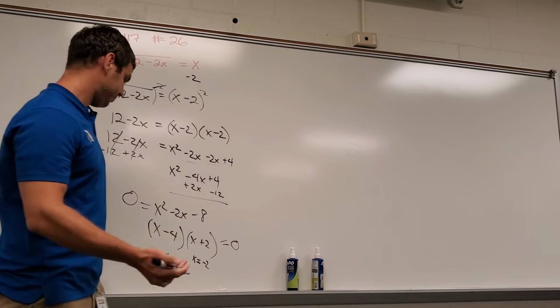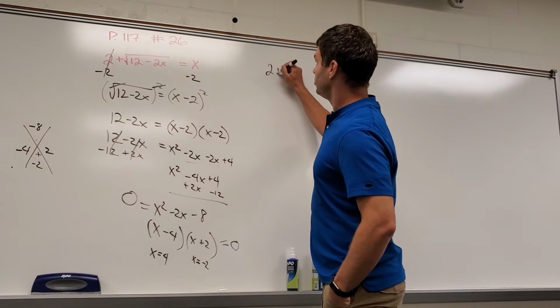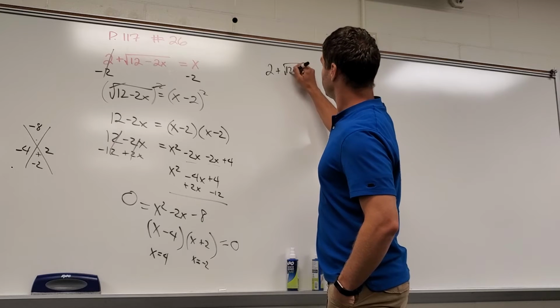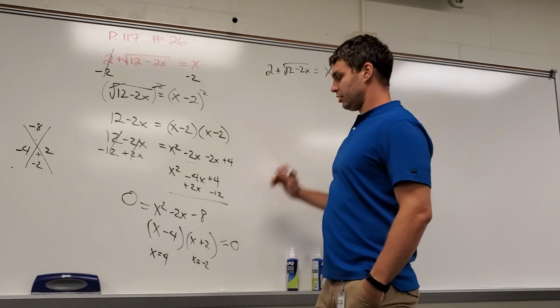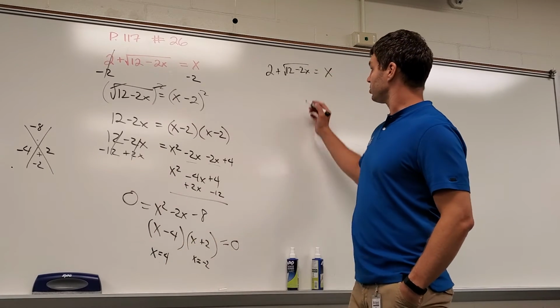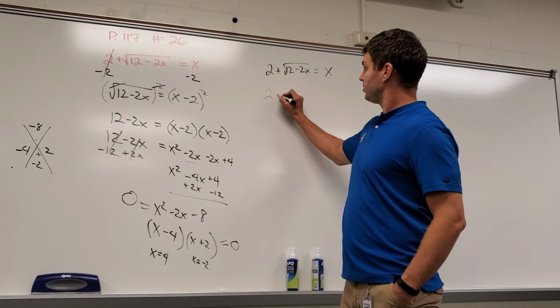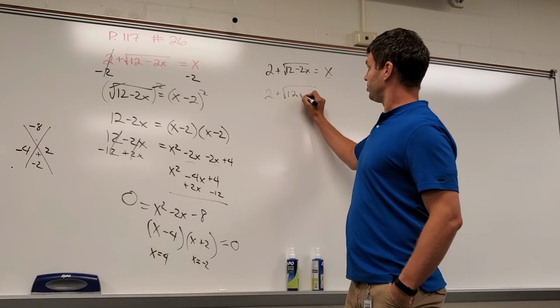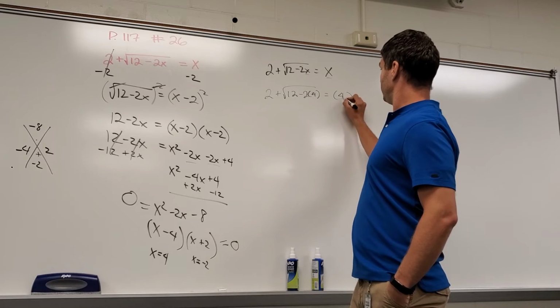We have to check that. Let's go back to our original problem: 2 plus the square root of 12 minus 2x equals x. All right, I'm going to try both of these cases. The first case, x equals 4. I'm going to plug in a 4 for both of the x's here and here. So 2 plus the square root of 12 minus 2 times 4 equals 4.